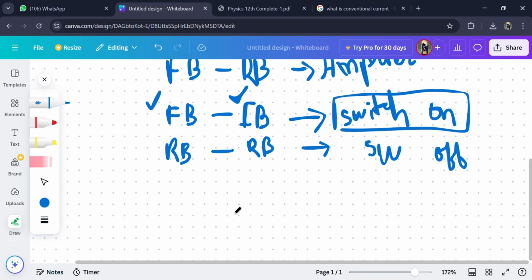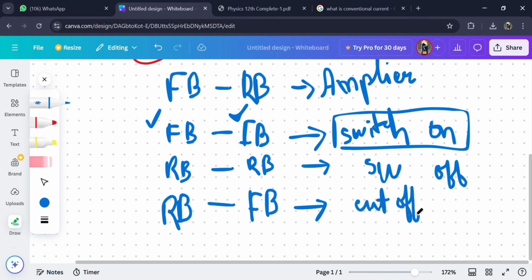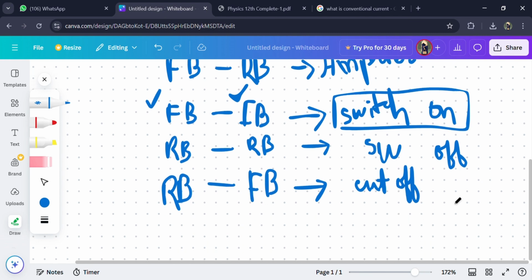Well, if we have reverse biasing in the emitter-base junction, and forward biasing in the collector-base junction, that system is known as the cutoff region. Cutoff is a place where neither current nor electrons are flowing. So that's the case.